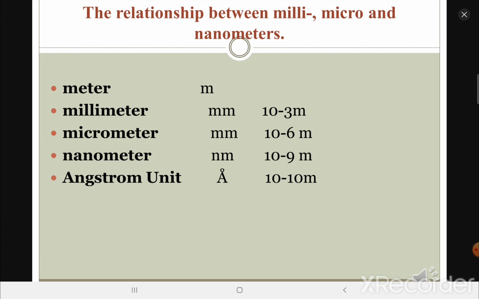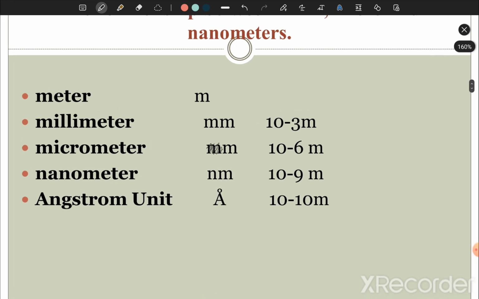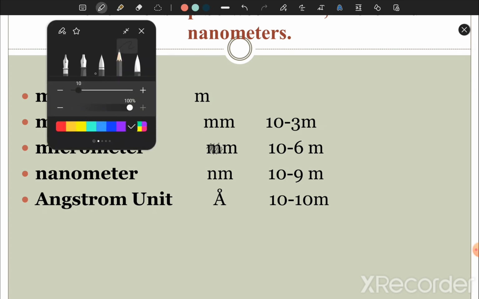The abbreviation of micrometer is wrong. The first M must be... Yes. Well, it's not abbreviated. This is M.